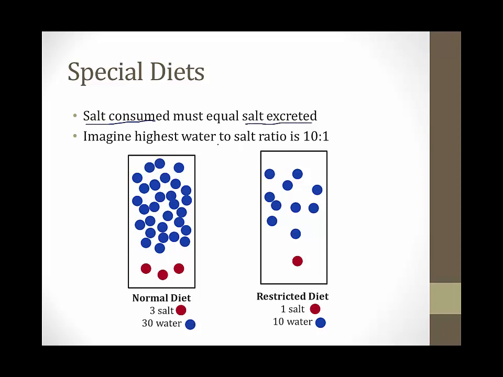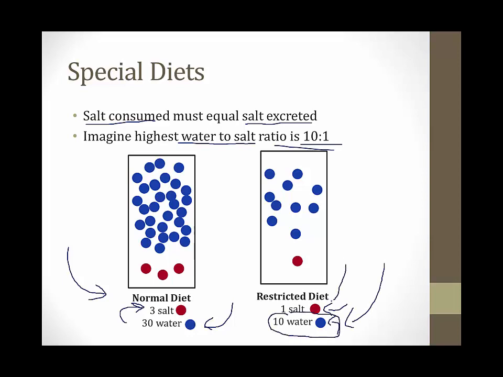And let's imagine that the highest water to salt ratio that the kidneys can achieve is 10:1. In a patient on a normal diet who consumes 3 units of salt, that patient can excrete 30 units of water and still abide by the 10:1 ratio required by the kidneys. In a patient on a restricted diet who only consumes 1 unit of salt, they can only excrete 10 units of water. In other words, the water excretion is being limited by the tiny amount of salt in their diet. And this occurs because the kidneys must excrete some salt with water.